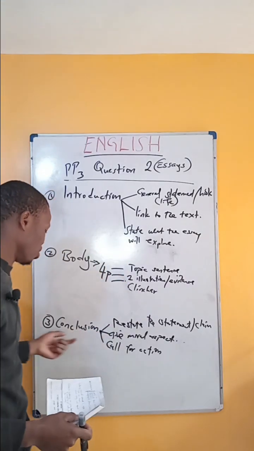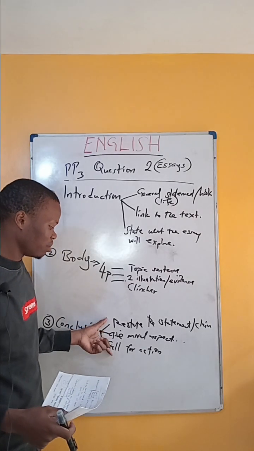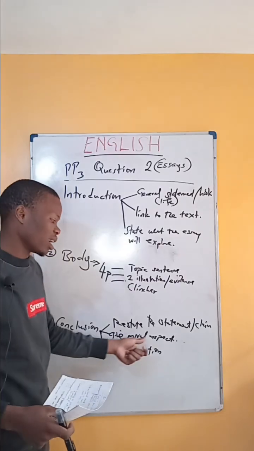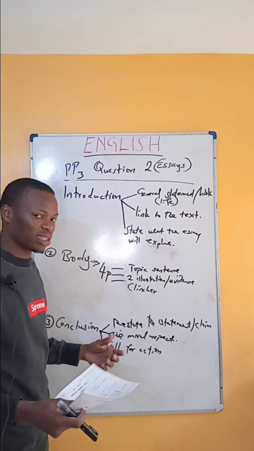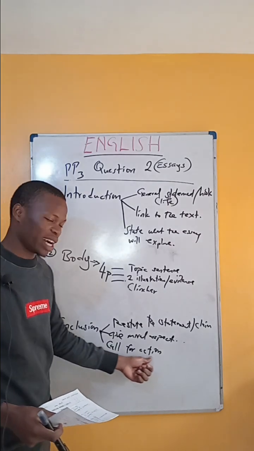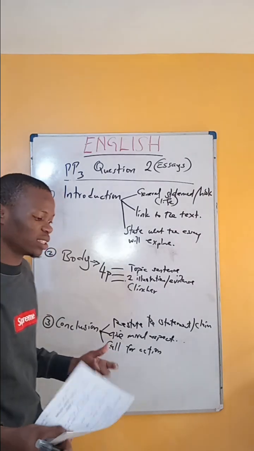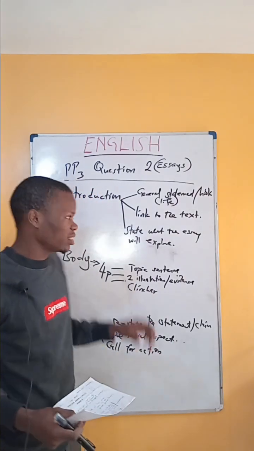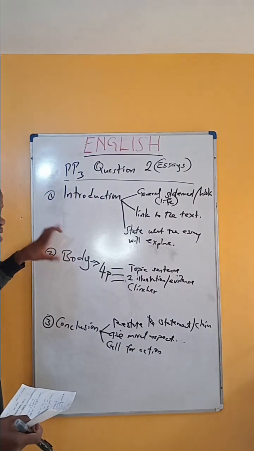Okay, and the conclusion now has at least 3 elements here. You restate the claim or the question, then you give the moral aspect of the whole essay, what should have been done, and lastly, a call for action. Direct us that if you want to better the society, what should we do? So this is the structure of an essay. Once you understand this, you're good to go.